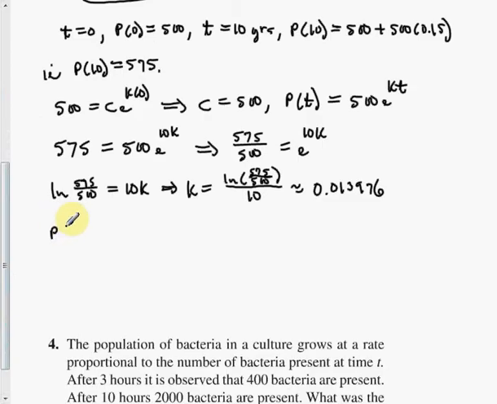And so the formula P of t is equal to 500 times e to the kt, and k is this decimal. You've got to be very careful with that because that decimal is always cutting off part of the answer. So I try to write as many of those significant digits as I can to make sure that I'm getting as close as possible to the true answer.